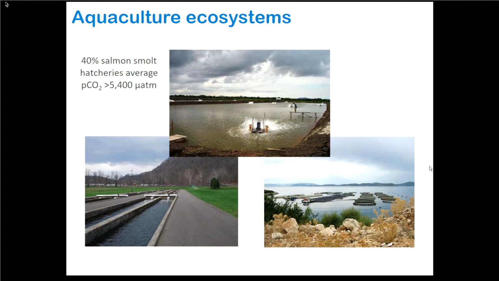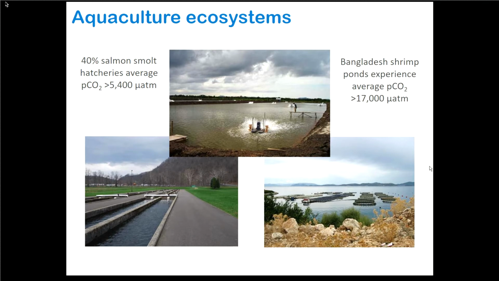If we look at the salmon smolt industry in Norway, a paper by Chris Noble in 2012 showed 40% of salmon smolt hatcheries averaged a PCO2 of just shy of 5,500 microatmospheres. Actually, some of them went up way above this, to around 17,000 microatmospheres. So here we have one of the most sophisticated and established aquaculture industries globally, with all the technology, and it has a very large CO2 issue that until very recently they were unaware of.